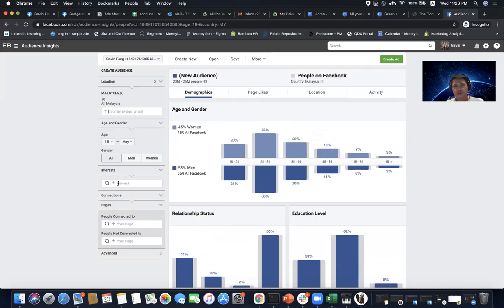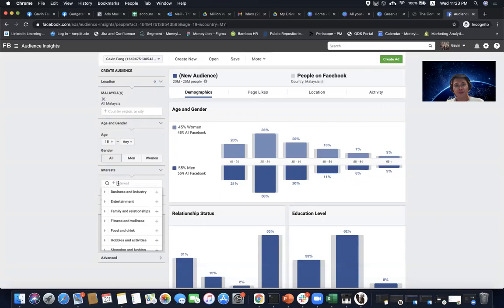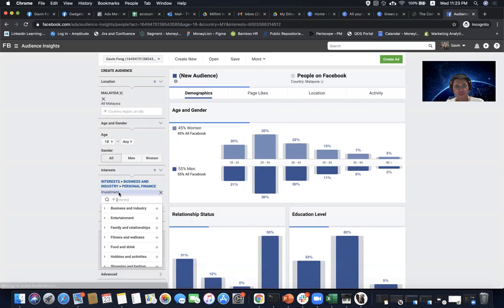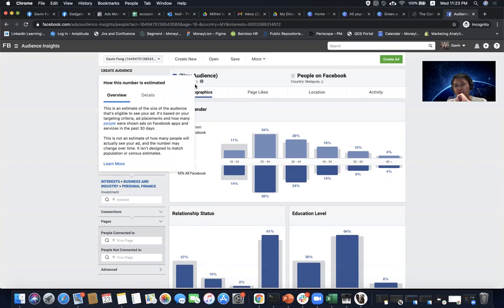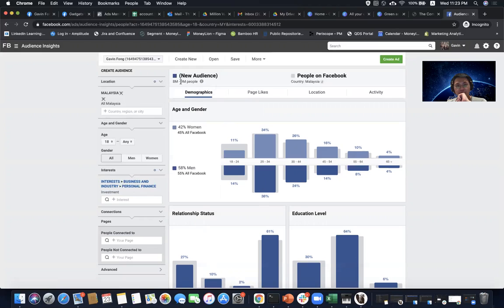So let's say today we are in investment, right? We want to do investment. A lot of people will put investment as an interest. So what you can do here is, you see the numbers here reduced from 25 million to only 9 million of audience that have some sort of connection to this keyword called investment.